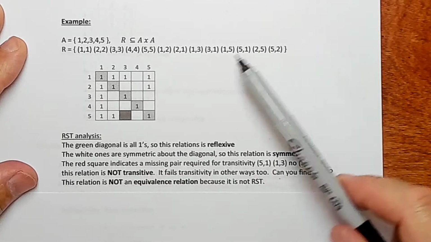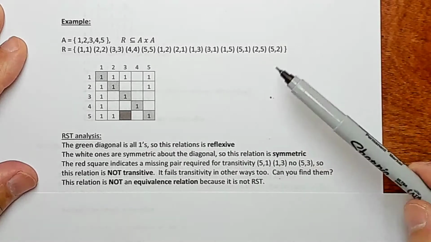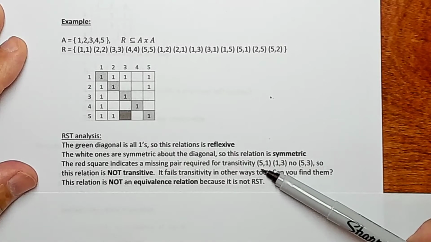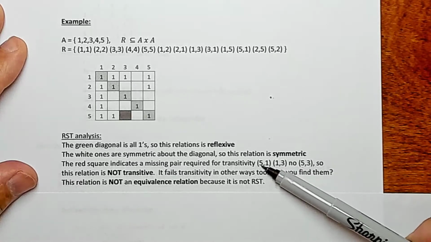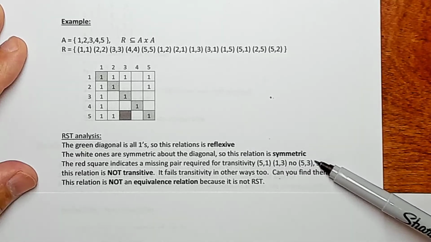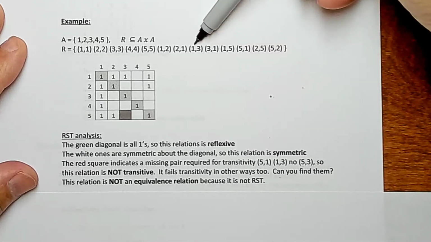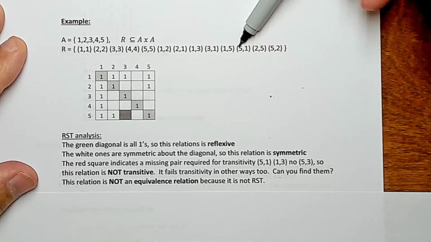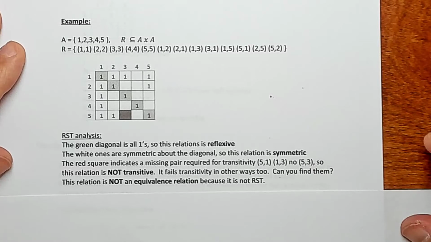It fails transitivity on at least this count. There might be another one, but 5, 1, and 1, 3 are there. Therefore, to be transitive, it would have to have 5, 3, and it doesn't have a 5, 3. Right? It's got a 5, 1, and a 1, 3, but no 5, 3. There's no 5, 3 in here, so it's not transitive.